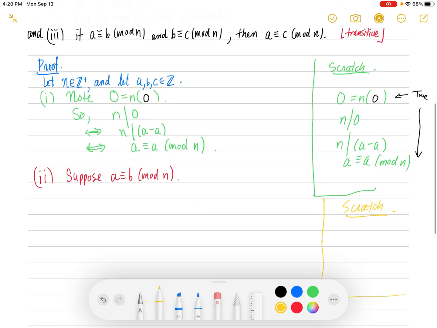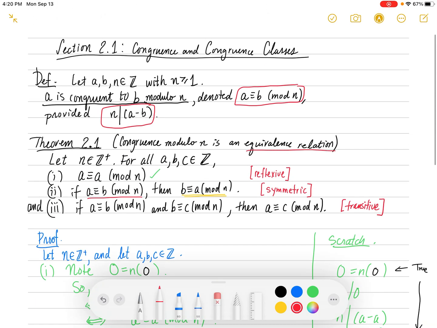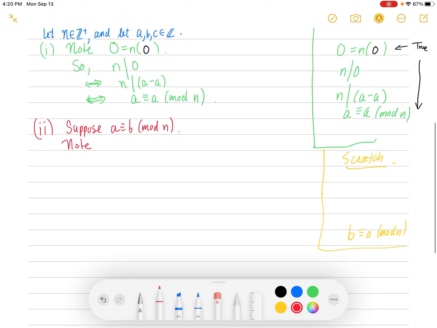Now, in your final draft of your proof, you don't want to show the scratch. I'm just showing the thought process. So you want to arrive at this yellow: b is congruent to a mod n. That's where I want to end up. So how am I going to get from this red to this yellow? Well, let's go forward with the red a bit. So let's say note, what does it mean if a is congruent to b mod n? Remember the definition. Let's go back. A is congruent to b mod n means n divides a minus b. So we got n divides a minus b. So that means a minus b equals n times something. Let's say nm for some integer m.